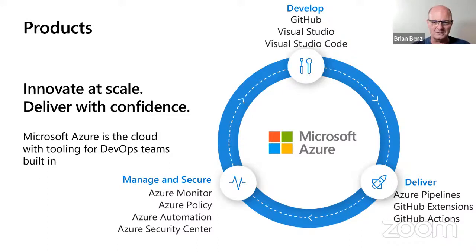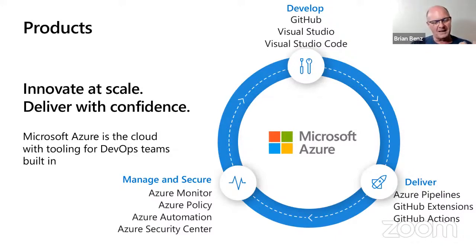But we also have Azure Pipelines, formerly known as Azure DevOps, for those of you who might have seen it before, GitHub Extensions and GitHub Actions. There's a slight difference between GitHub Extensions and Actions, and I'll talk about that in a little bit.